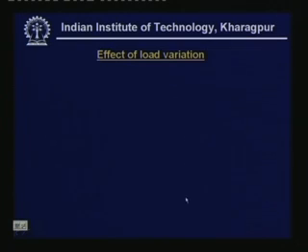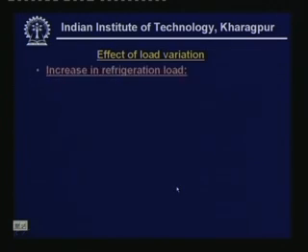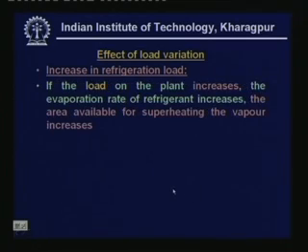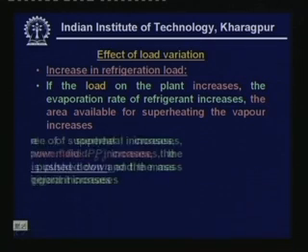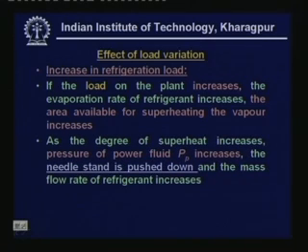Now let us look at the effect of load variation. How does the valve adjust to different loads? First, let us look at the increase in refrigeration load. What happens when load increases? If the load on the plant increases, the evaporation rate of refrigerant increases, the area available for superheating the vapor increases. As a result, the degree of superheat increases.